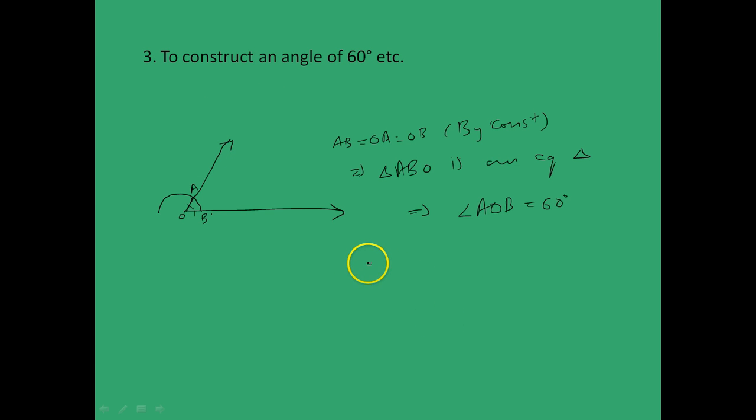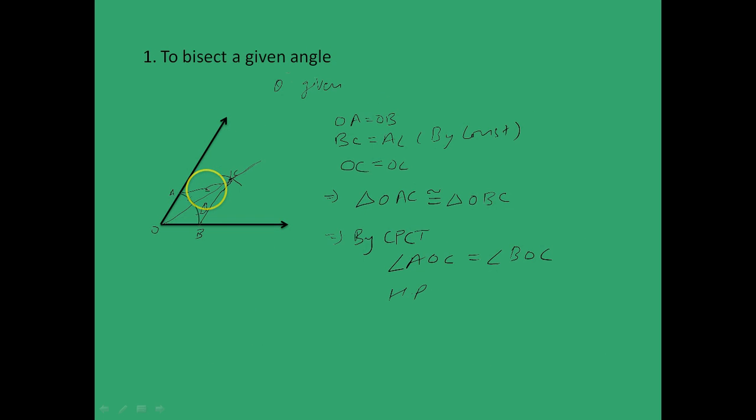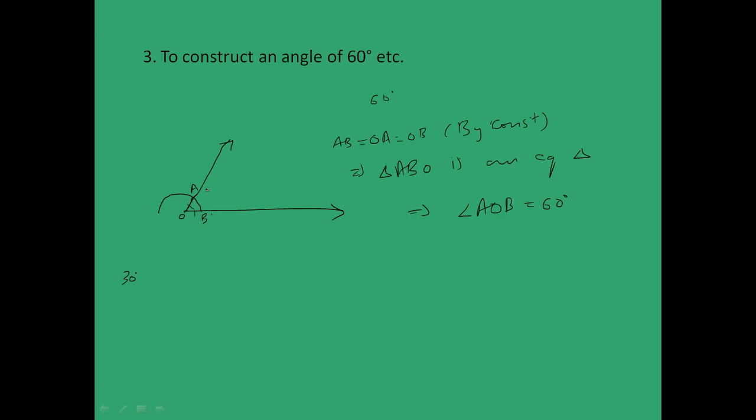Now let's look at how to draw 30 degrees. Say this was 60 degrees. Let's look at 30 degrees. 30 degrees is actually pretty easy. You just need to bisect 60 degrees, of course. So using this method, that is how to bisect an angle, we can draw 30 degrees. So 30 degrees is covered. It's simply bisecting 60 degrees.